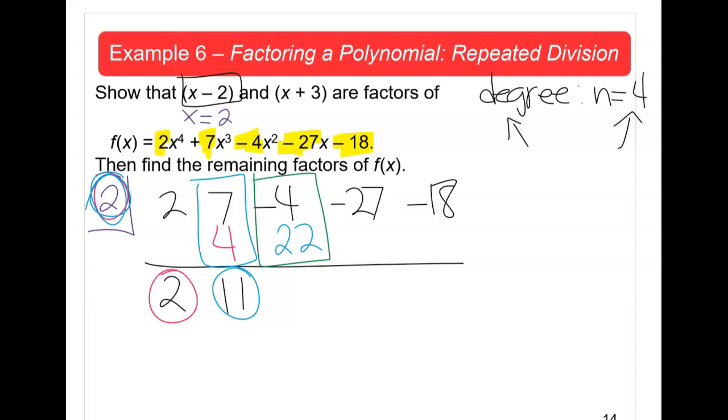So negative 4 plus 22 is equal to positive 18. And then we're going to multiply 18 times 2. So that will give us 36. Negative 27 plus 36 is equal to positive 9.